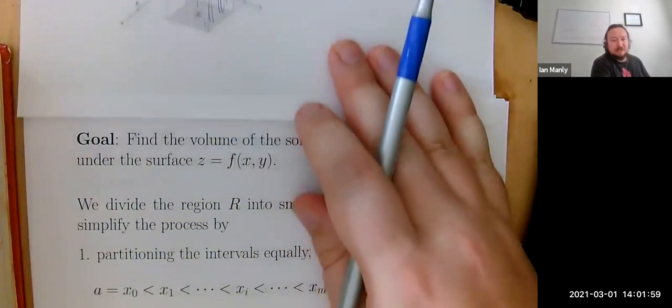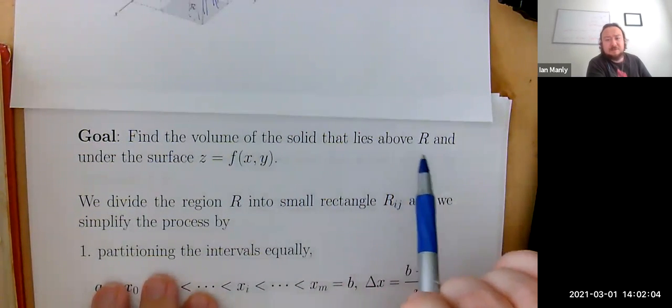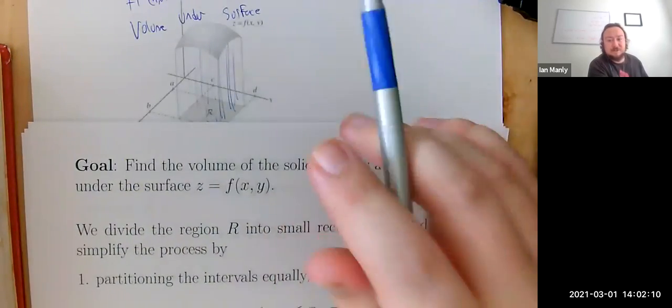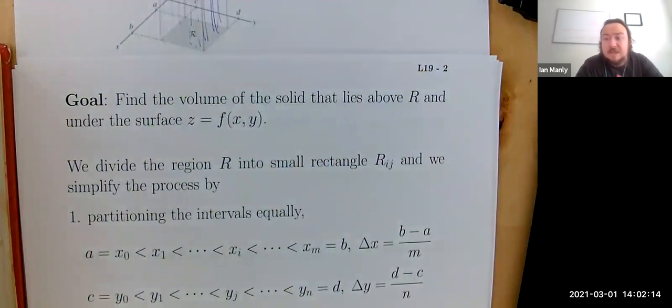So yeah, this is what I just said here. So the goal: find the volume of the solid that lies above R and under the surface z. So we're just trying to find the volume of this guy here.